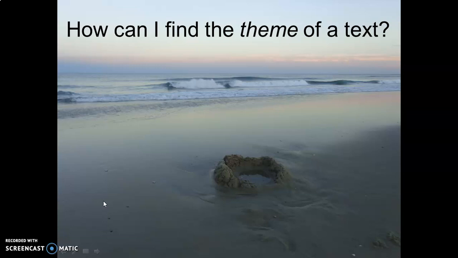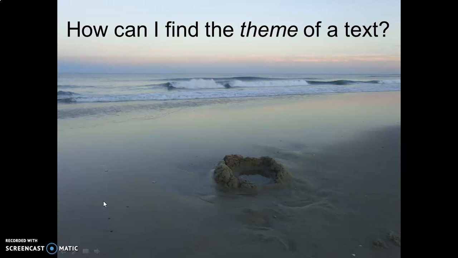We are moving on this week to talking about theme. And I know you're probably thinking we've talked about this before. And you're right, we have. Theme is a very important skill in fourth grade reading. So it's something that we will work on, talking about types of themes, how to find it, how to support it in a text, and practicing it with our own reading.